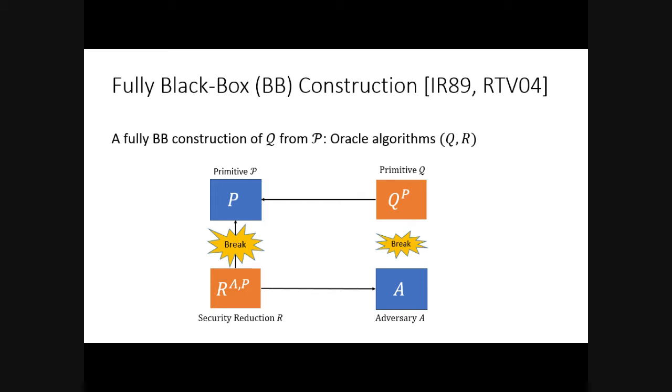And it is easy to ascertain that such constructions relativize. That is, this means that for any oracle, if P exists relative to this oracle, then Q would exist as well relative to this oracle. So one way of ruling out such a black box construction is to show an oracle relative to which P exists, but Q does not. And that is one way of how to show what we call a black box separation.